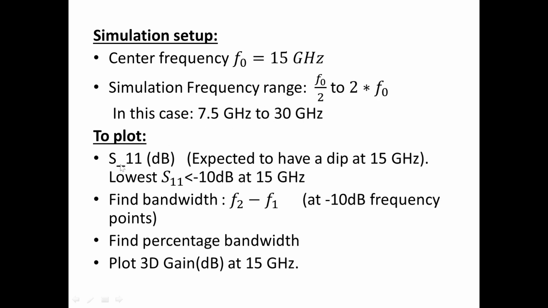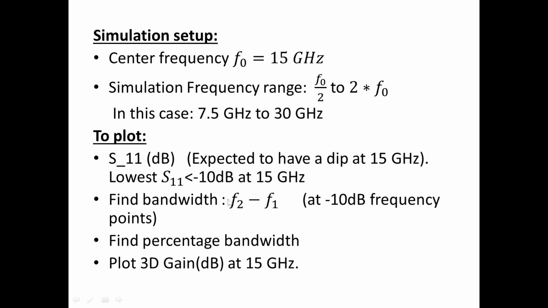Now we would be plotting the S11 in dB scale, and S11 should be less than minus 10 dB. Basically, whatever power that you give to the antenna, how much is being reflected back? So if minus 10 dB is a reference point, what we mean is only 1/10 of the power that we give is reflected back, meaning 90% of the power that we are giving at port 1 gets coupled to the antenna. That's what minus 10 dB signifies.